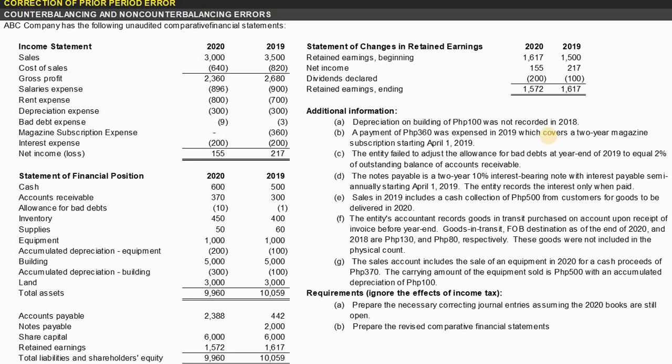and should not be included in the inventory. So these goods were not included in the physical count, so it means that it is not recorded as part of the ending inventory that was presented in the statement of financial position. However, these goods were recorded as purchases before the actual receipt, so it means that the purchases are overstated. So again, the goods in transit amounted to 130 pesos in 2020 and 80 pesos in 2018.